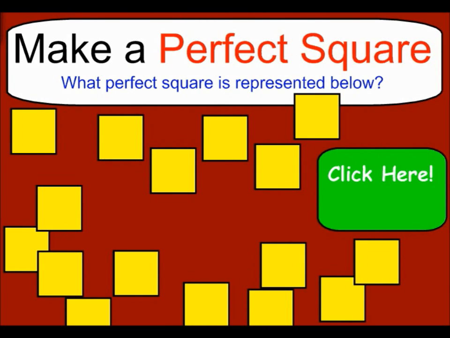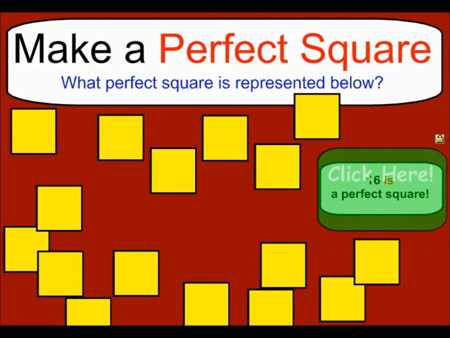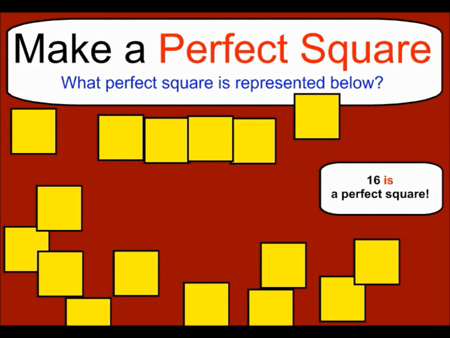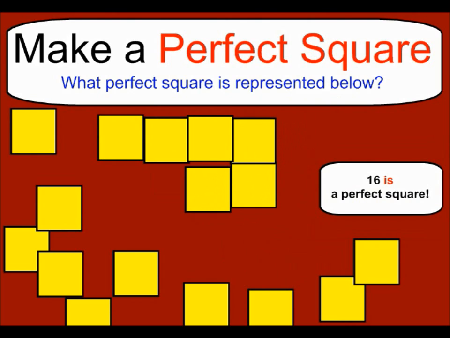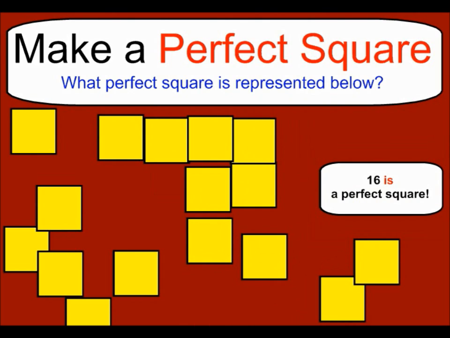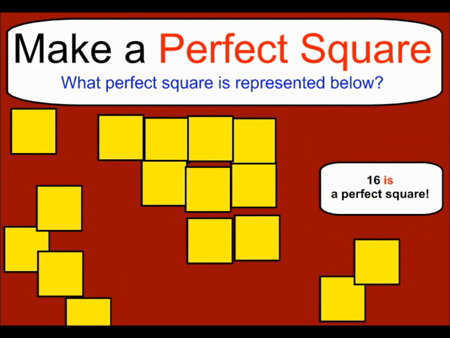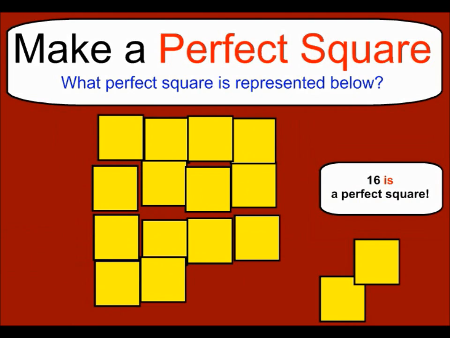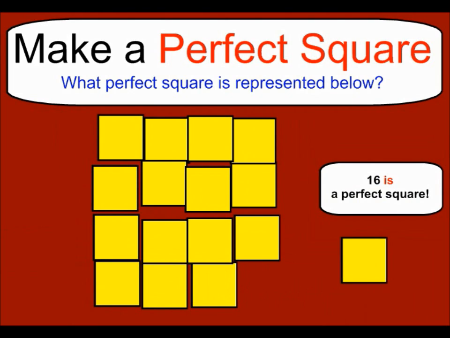Let's make a perfect square right here. So what perfect square is represented below? Let's click here and find out. 16 is a perfect square, because if we put these all together, the number 16 would be represented by a perfect square. Let's see if I can do this really quickly. There we go. 16 is a perfect square.